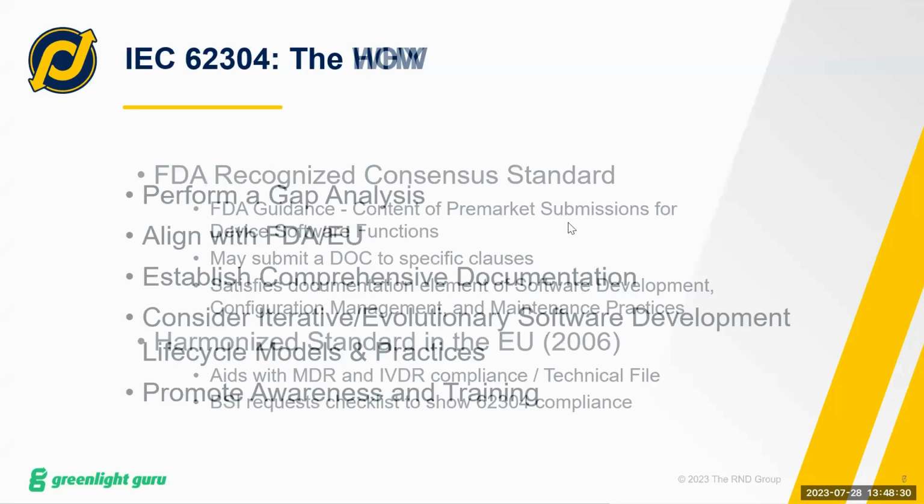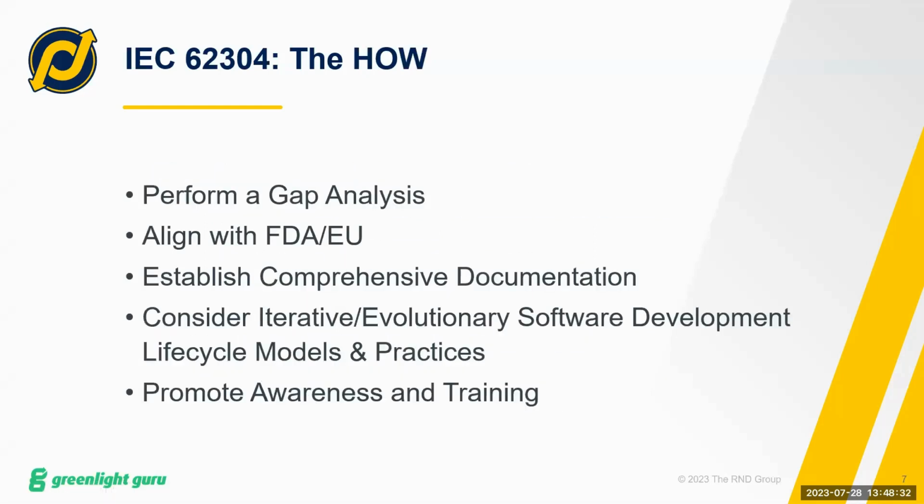So that's the what and the why, but really what we're going to talk about today is the how. How are you going to get this implemented in your organization? And here I have some basic steps, and we'll go into detail for each of these. But you want to perform a gap analysis. You want to make sure that you align with the FDA and the EU or any other regulatory body that you plan on submitting to. You want to establish comprehensive documentation. Consider iterative evolutionary software development lifecycle models and practices, and then also promote awareness and training within your organization.